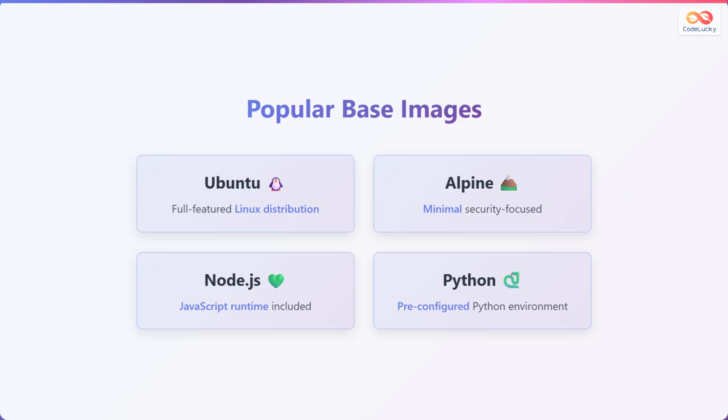Here are some popular base images you can use in your Dockerfiles. Ubuntu is a full-featured Linux distribution. Alpine is a minimal, security-focused distribution. Node.js includes a JavaScript runtime. Python offers a pre-configured Python environment.